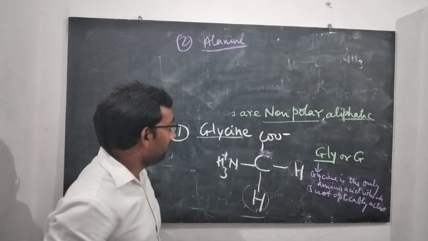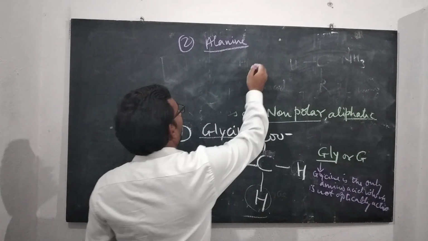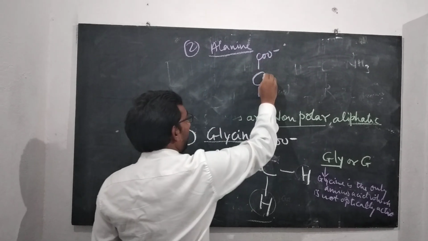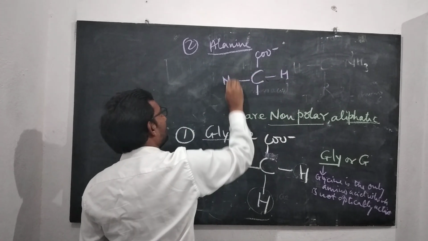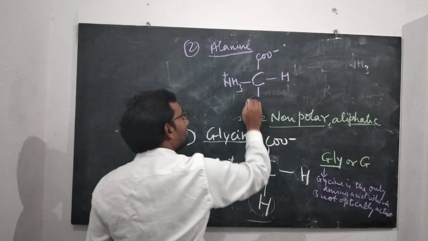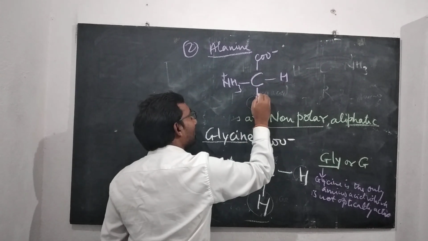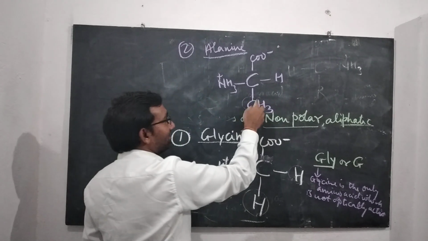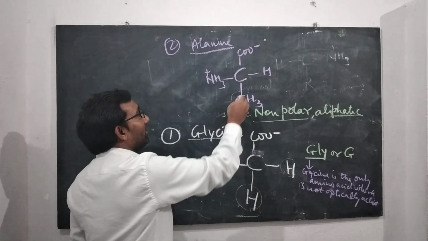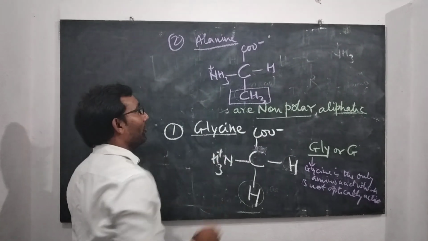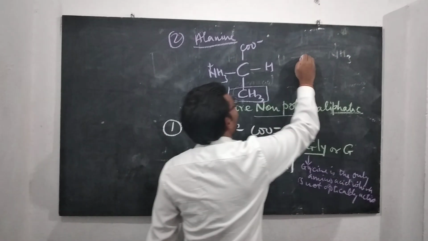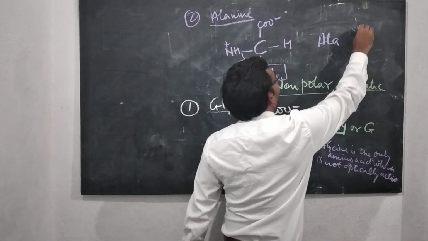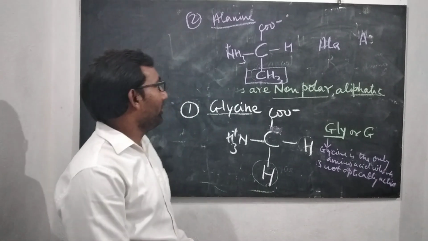How do you write the structure of alanine? Again, reduce everything to C. Write down here C, here CO minus, here H, here NH3 plus. And instead of R, you add one CH3. There is one carbon, and you satisfy the valency by adding 1, 2, 3. So this is CH3. When we attach the R with the CH3, this becomes alanine. The three-letter symbol is ALA, or simply you can write alanine as A.